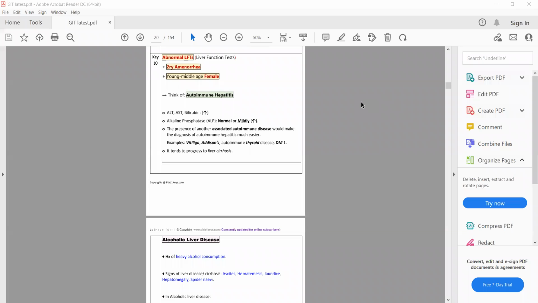Our first topic for today is autoimmune hepatitis. Let's look at some conditions which can cause hepatitis, and the first of them is autoimmune hepatitis.